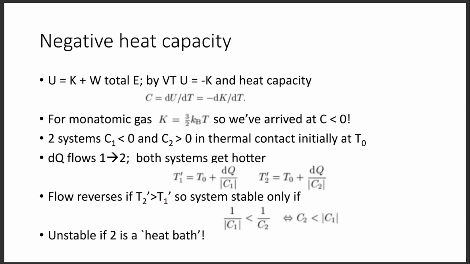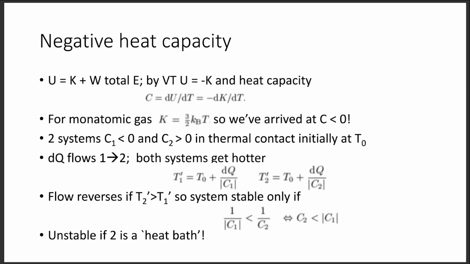But for a monatomic gas, and if you're thinking about a star cluster, you should be thinking about a monatomic gas, the kinetic energy is 3/2 Boltzmann constant times the temperature. So we've arrived at the conclusion that the specific heat is minus 3/2 of Boltzmann's constant: negative specific heat.